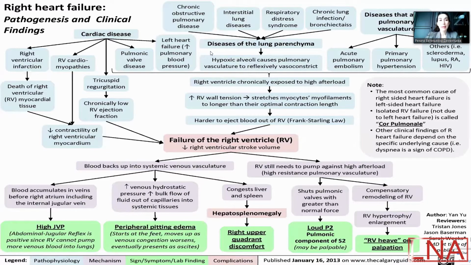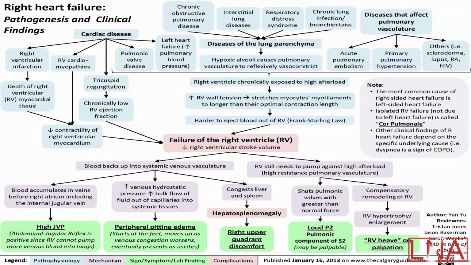Next picture, about the pathogenesis of right-sided heart failure. Cardiac disease is the first group: right ventricular infarction, chronic coronary disease, right ventricular cardiomyopathy, which affects the chamber of the right ventricle more, and pulmonic valve disease, some problem with the valve of the pulmonary artery. Left heart failure leads to an increase in pulmonary blood pressure, leading to stagnation and pulmonary hypertension.